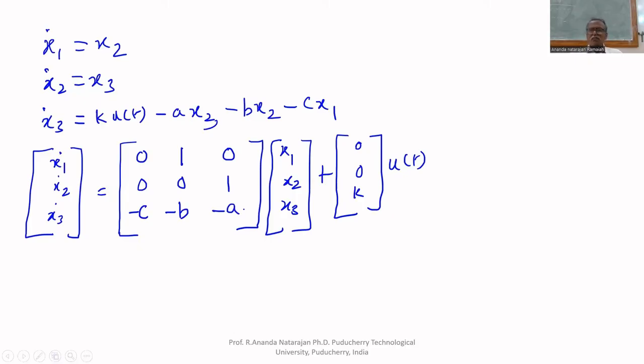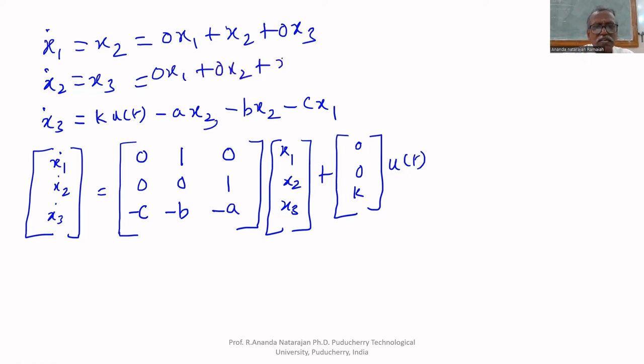If you multiply, you will get these three equations. How will you get them by multiplying these two? Take first row, first column: 0x1 plus x2 plus 0x3. The second can be written as 0x1 plus 0x2 plus x3. The third equation can also be put in matrix form.